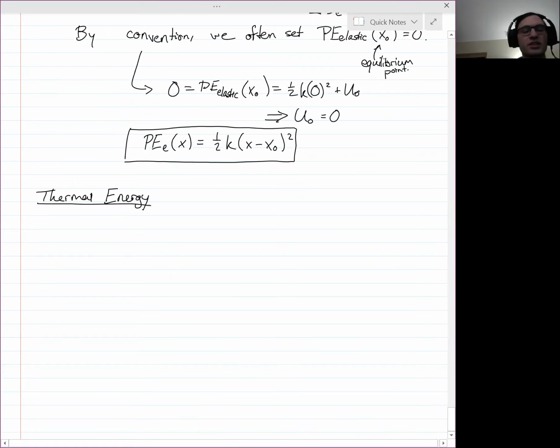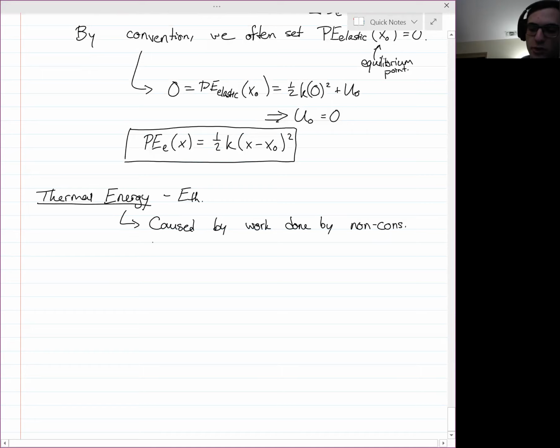So the question is, what is thermal energy? It's often abbreviated E_th. It's generated when a non-conservative force like kinetic friction does work. So it is caused by work done by a non-conservative force. Other examples would be drag. So let me give an example.